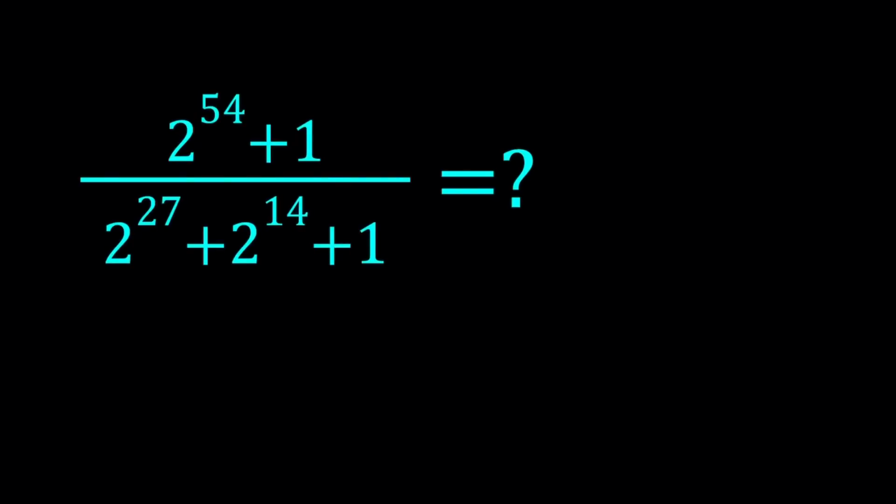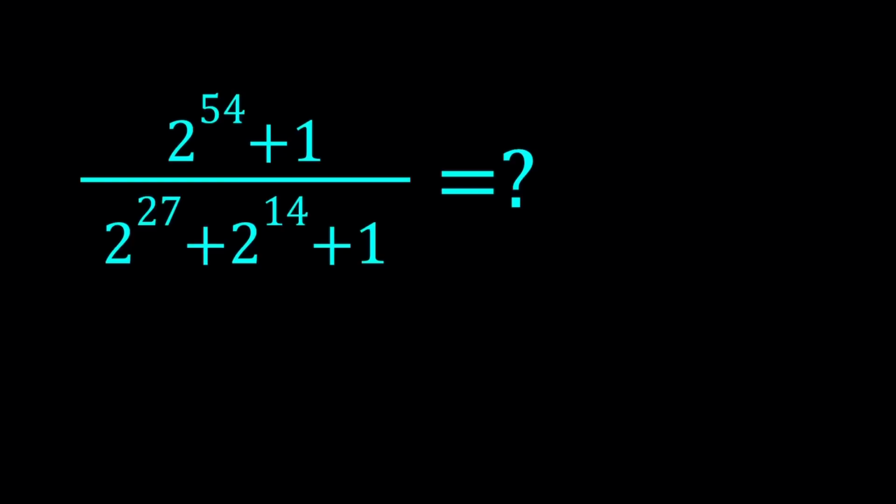Hello everyone. In this video we're going to be simplifying a numerical expression. We have 2 to the power 54 plus 1 divided by 2 to the power 27 plus 2 to the power 14 plus 1. Now, when you look at the numerical values of these numbers, you're going to be amazed because they're very, very large.